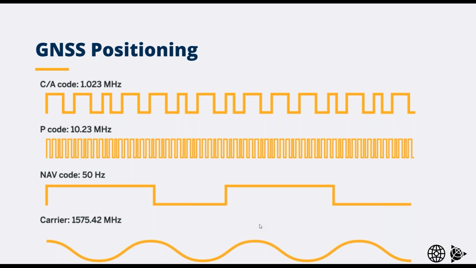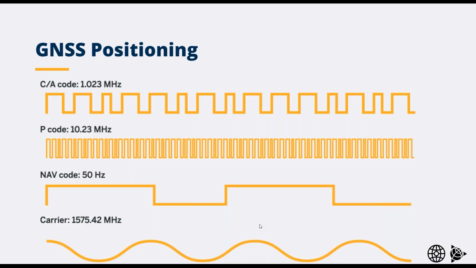Now the P code is the precise code, right? So the precise code is much more dense, a lot more information. And if you notice, you can see the modulation there at 1.023 megahertz for the CA code and 10.23 megahertz for the P code. So there's literally an order of magnitude difference between those two.